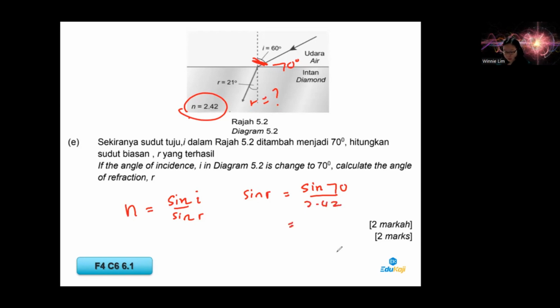Okay, then by right after pressing the calculator, you will get about 0.3883. But this is sin r. I don't want sin r, I want the angle. So how do I get the angle? You press calculator, shift sin. But the value here, then you will get the answer in terms of degree, which is 22.85 degrees. So if you were to see the idea, when the incident angle increases, basically the refracted angle also increases. You see, initially it is 60, 21, now 70, 22.85.